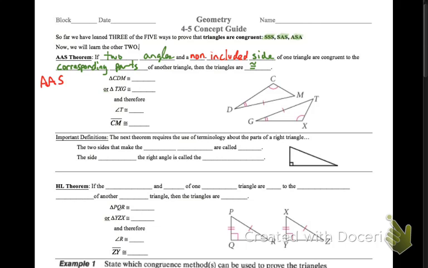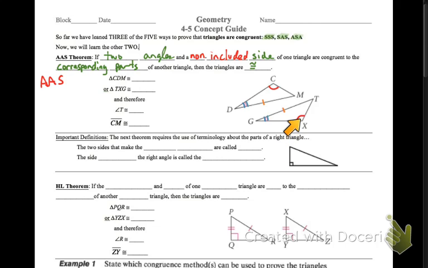For angle, angle, side, we have these two angles congruent, and then these two other angles congruent. If we know that angle and angle, and then a non-included side. The included side of this triangle would be GX, and the included side of this triangle, of these two angles, would be side DC. So the non-included sides in this case are DM and GT.